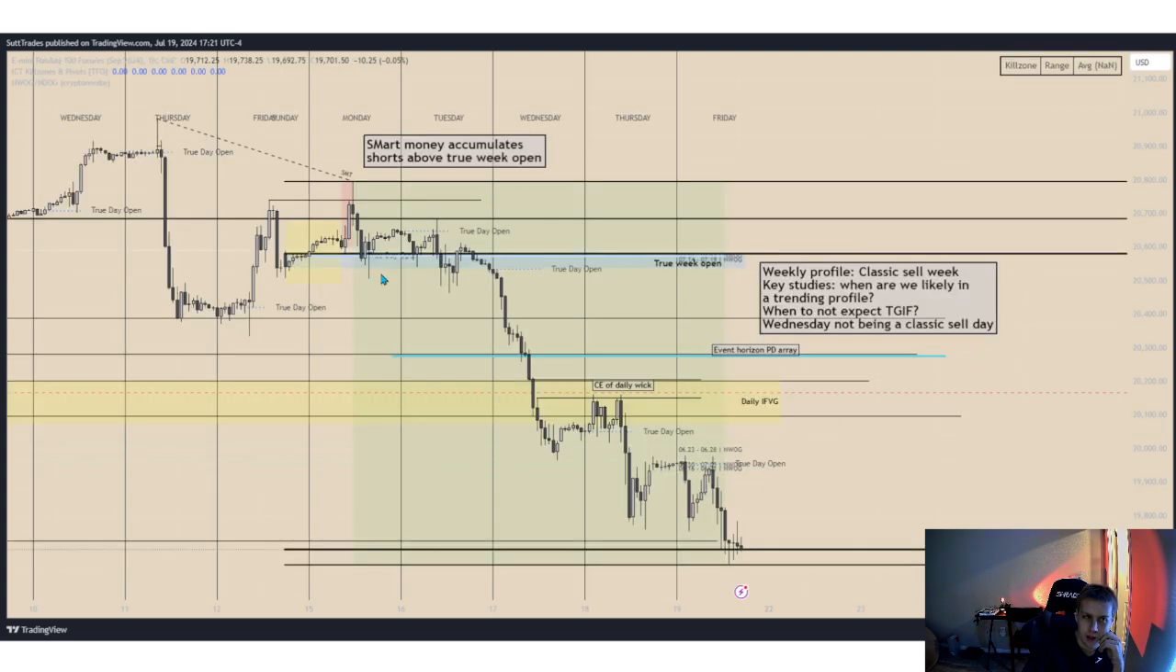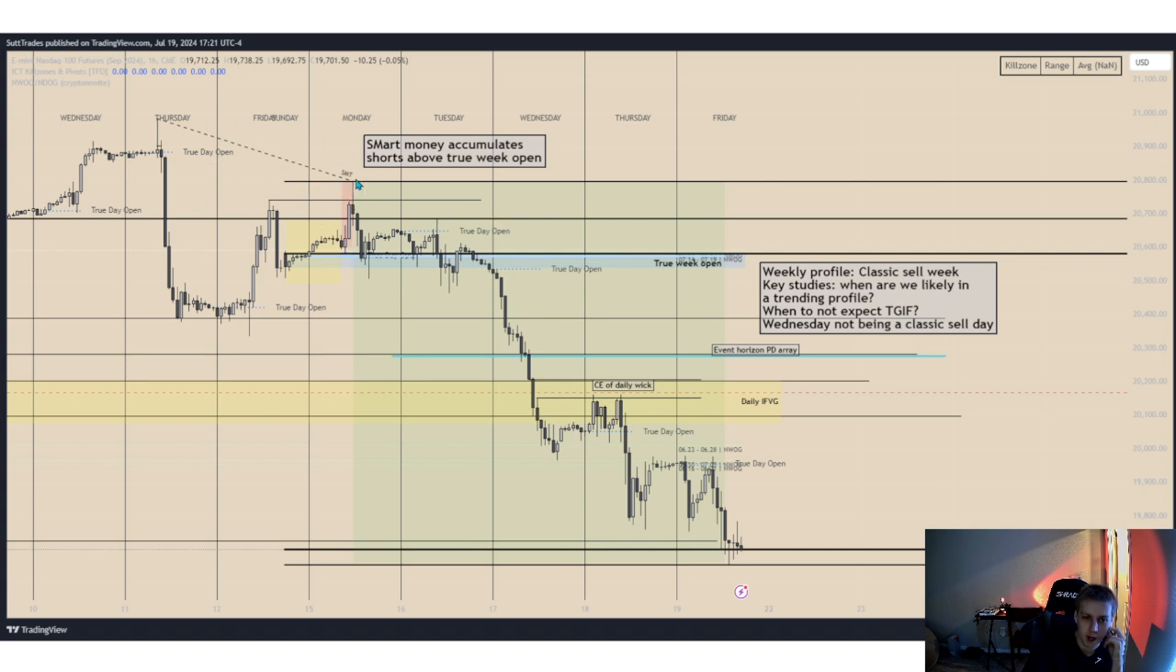And here is NASDAQ on the 1-hour chart, and as we see, we have accumulation, manipulation, and then distribution of the whole week. So the weekly power of 3, smart money accumulates above true week open. This is a classic sell week. High week forms on Monday, Tuesday, or Wednesday. Here it forms on Monday with taking this high within this imbalance right here with SMT showing that cracking correlation, showing that smart money is accumulating this above that.